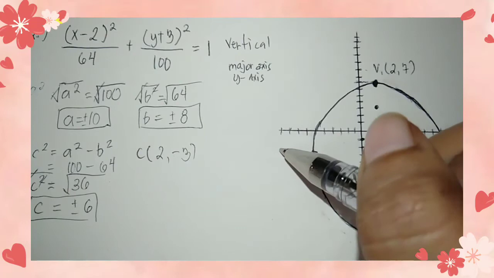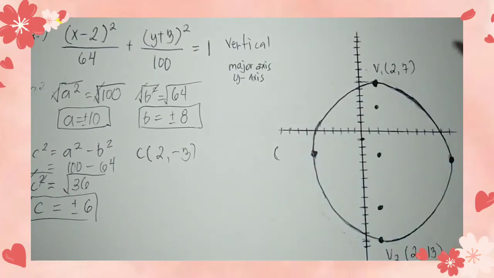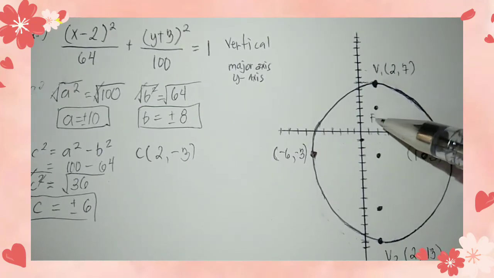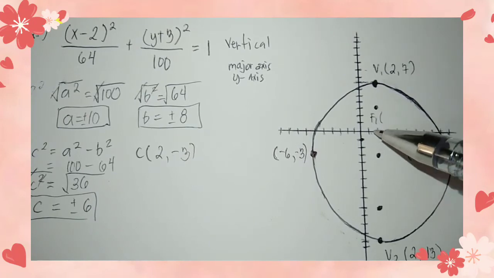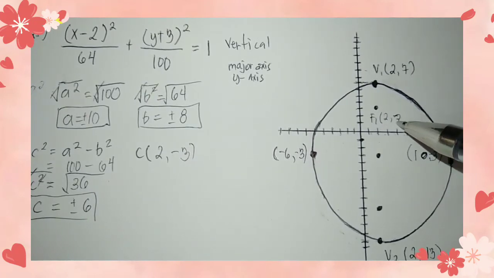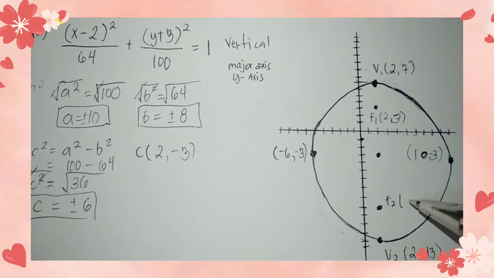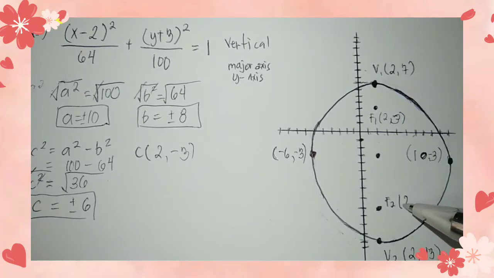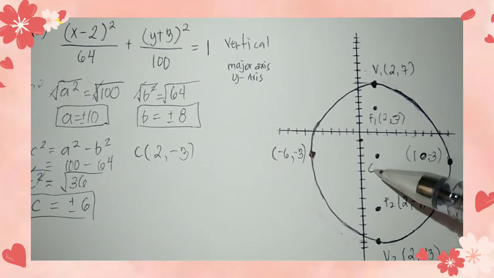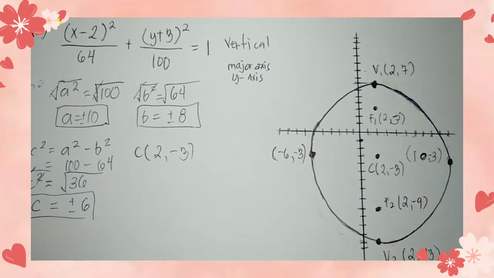Alright? Kunin naman natin yung co-vertices. So we have co-vertices at negative 6, negative 3. Co-vertex 2, we have 10 and negative 3. Okay, ito yung focus 1 natin. So we have 2 and positive 3. Alright? And of course, ang ating foci 2 is at 2 and negative 9. So, yun na yung ating foci. Alright? And of course, ang ating center is at 2 and negative 3.